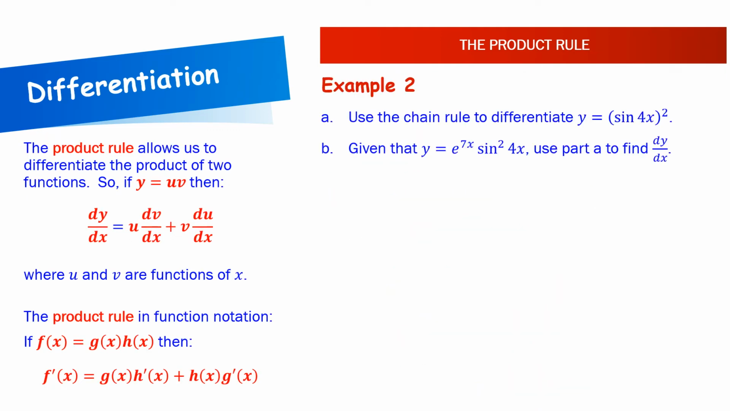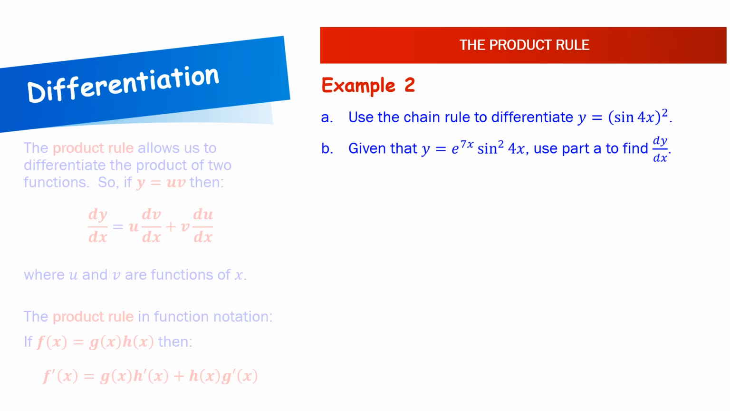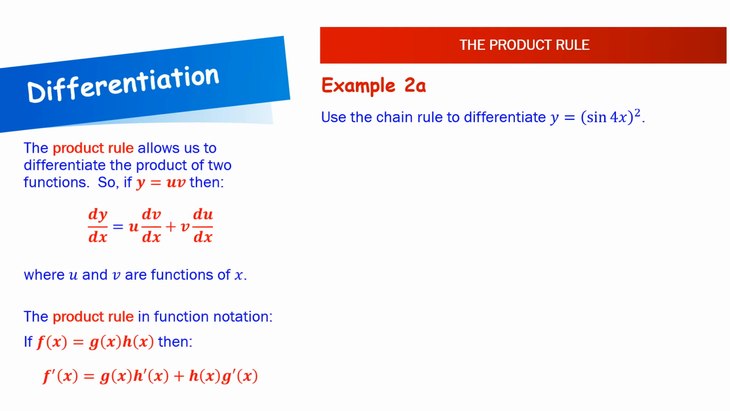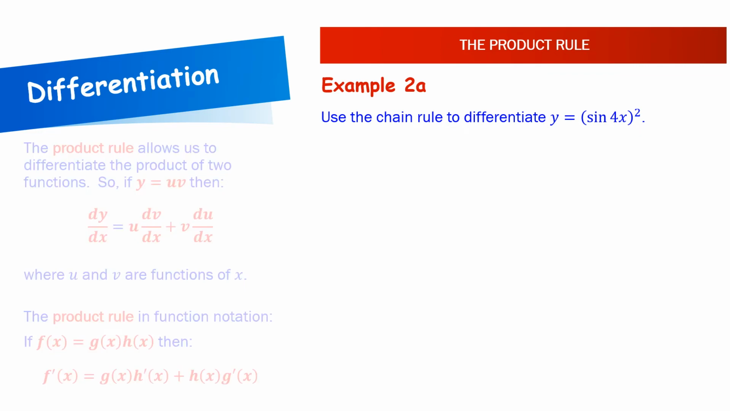Now let's take a look at another example. Pause the video and have a go. Press play when you're ready to view the solutions. So let's solve part A first. We are required to use the chain rule to differentiate y equals sine 4x all squared. So let's solve this.